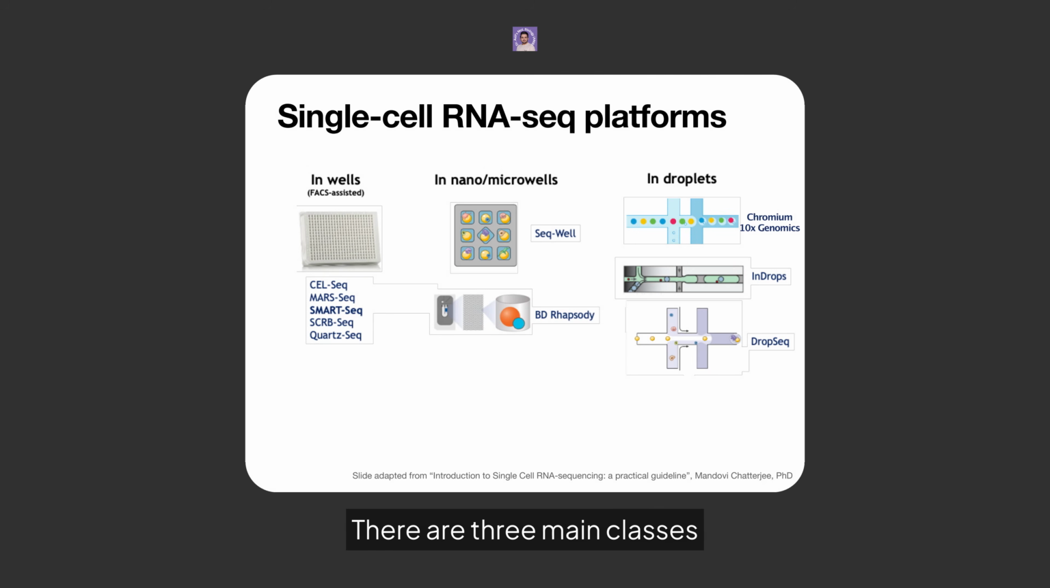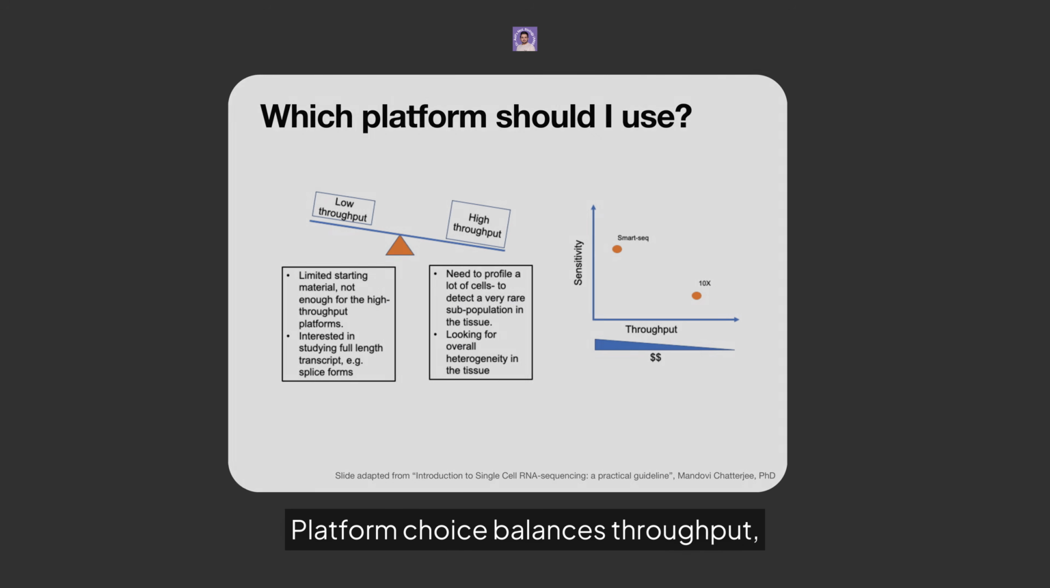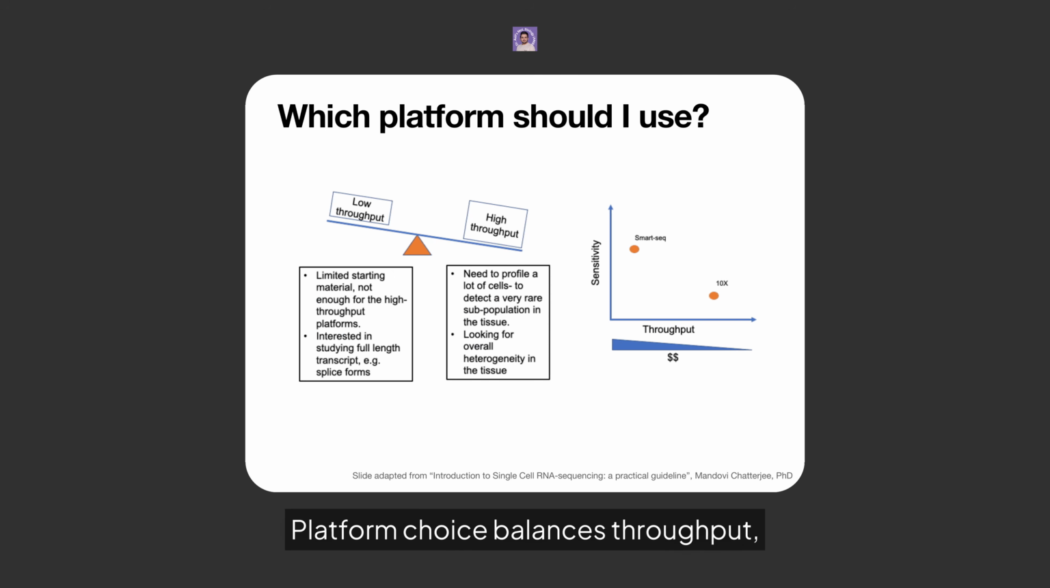There are three main classes of single-cell RNA seq platforms: plate-based wells, nano or microwell systems, and droplet-based microfluidics. Each uses distinct chemistries and barcoding strategies, which influence throughput, sensitivity, and cost, and therefore the types of questions they suit. Platform choice balances throughput, sensitivity, and budget.